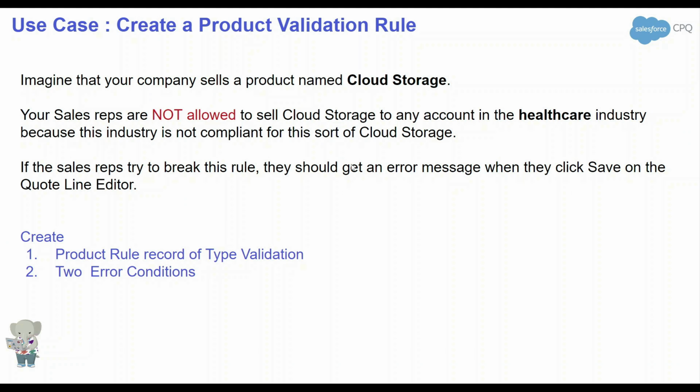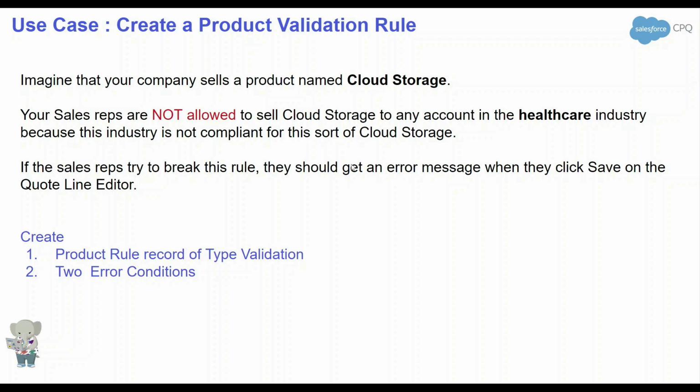In order to understand that, let's have a use case. Imagine that your company sells a product named cloud storage. Your sales reps are not allowed to sell cloud storage to any account in the healthcare industry because this industry is not compliant for this sort of cloud storage. If the sales reps try to break this rule, they should get an error message when they click save on the code line editor.